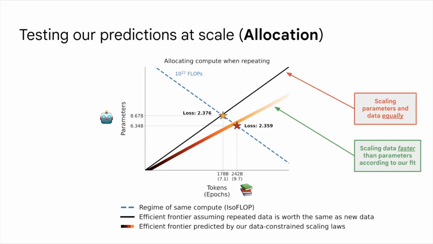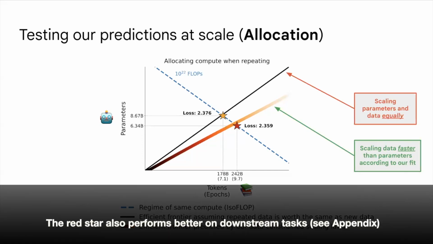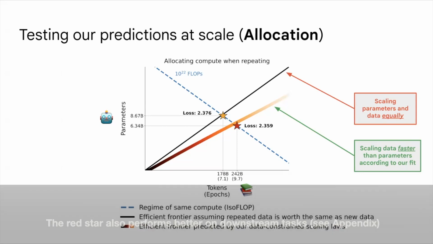So both of those stars have the same number of FLOPs, 10 to the power of 22. The only thing we change is the allocation to parameters and repetitions. And we see that the red star performs slightly better, 2.359 versus 2.376. And actually, at these scales, this is not just slightly, it's quite significant, because if you're at that regime, you don't really see your loss improving that quickly anymore. So yeah, that difference does make quite a difference. And so we get slightly better performance by allocating exactly according to this data-constrained efficient frontier.